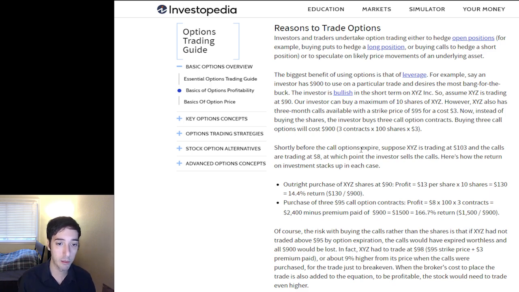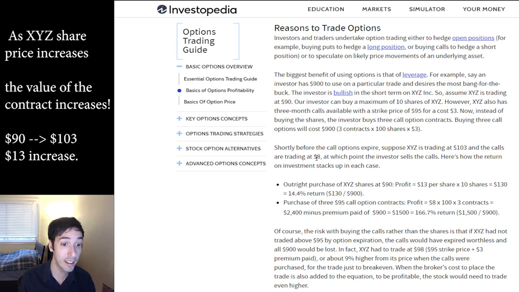Shortly before the call option expires, which we just talked about, expiration dates and time decay, suppose XYZ is trading at $103 and the calls are trading at $8. So remember what I said about multiplying by 100, right? At which point the investor sells the calls. Here's how the return on investment stacks up in each case.